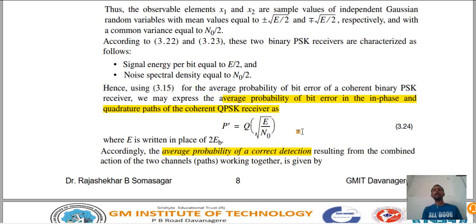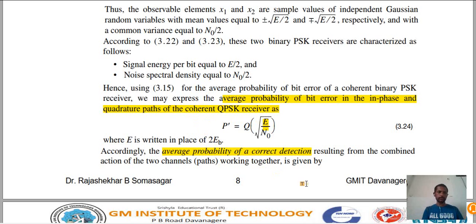The Q function will be double that of the first, as in DPSK, but here the 2 is eliminated, so it becomes Q of square root of E by N naught. As we have discussed, in binary PSK it will be 2E, and here the 2 is eliminated, so it is more efficient than binary PSK, where E is written in place of Eb, as I have discussed.